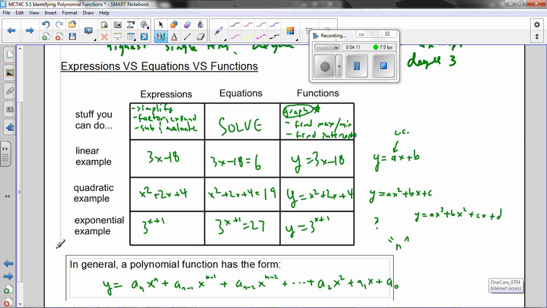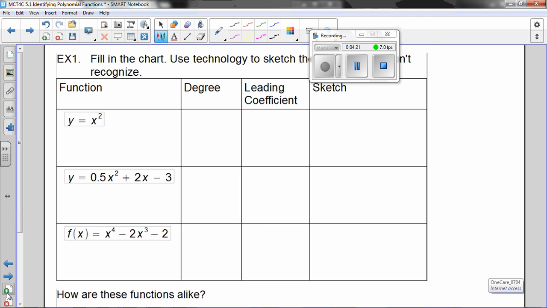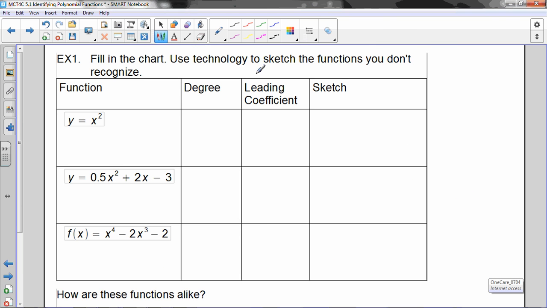That's the general form. Now, whenever we're doing stuff, these will all have numbers in there. Maybe time for an example. Fill in the chart. Use technology to sketch the functions you don't recognize. So this function, highest degree, well, it's 2. The leading coefficient is the number that goes with the highest degree term. It's just 1. And this is just a good old parabola.